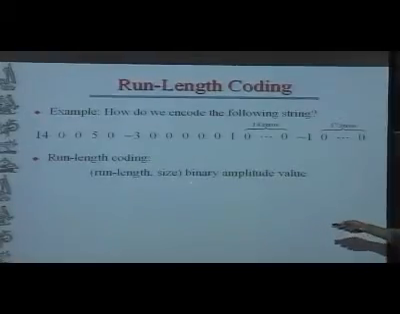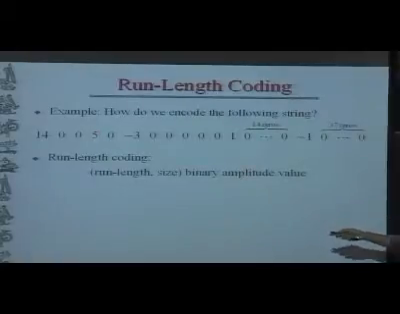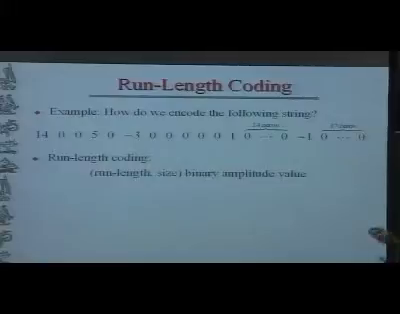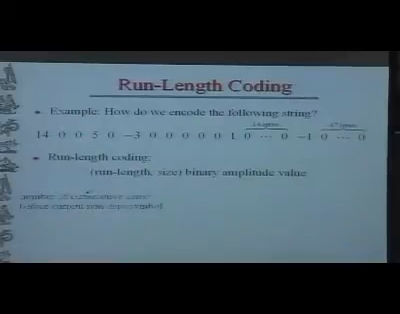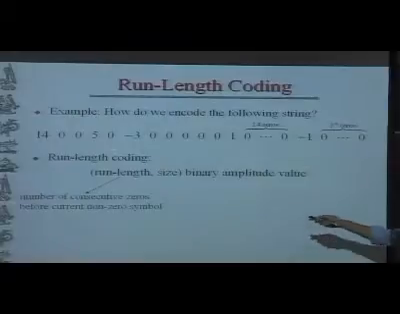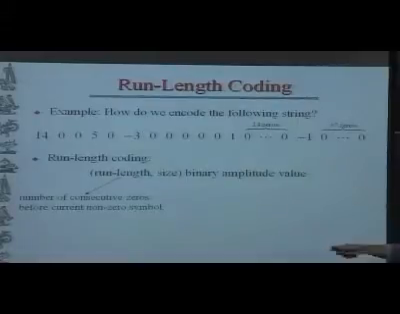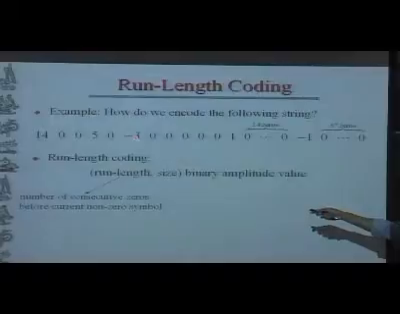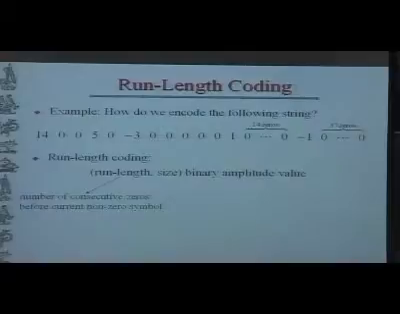The way we form the newer symbols is this. We encode the size of the values, which means how many bits we need to encode that number, and the run length before it. The run length is the number of consecutive zeros before the current non-zero symbol. For example, if I'm at 5, the run length will be 2, because I have two 0s in front of me. If I'm at -3, the run will be 1. If I'm at 1, the run will be 5, and so on.